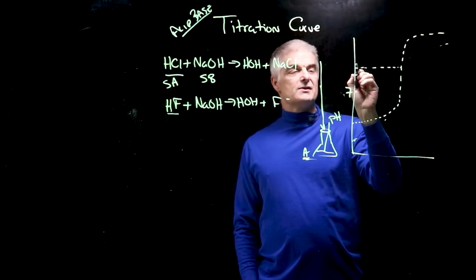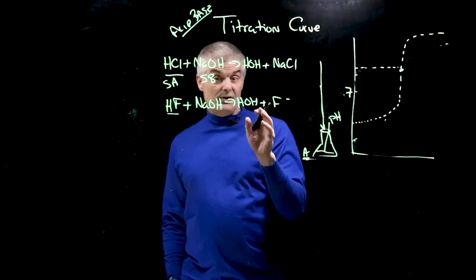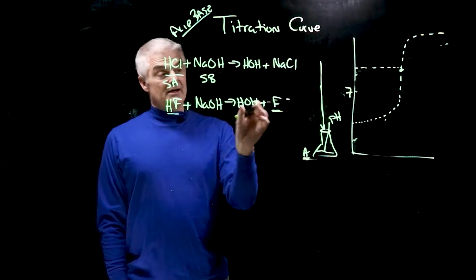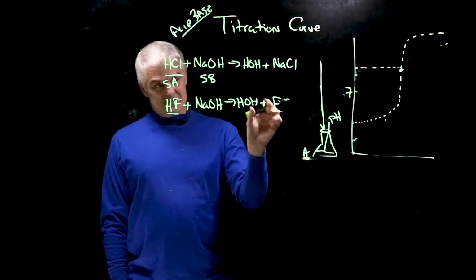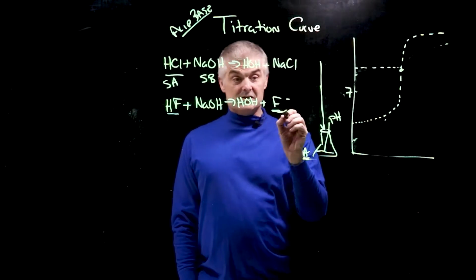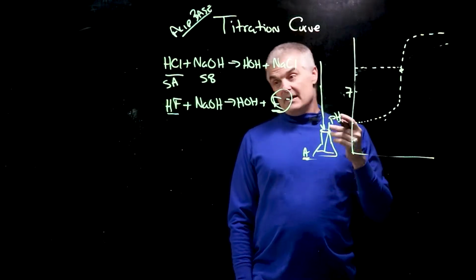The interesting thing is, the pH at the equivalence point, the center of the inflection point, will be higher than 7. The reason for that is that the F negative is the salt of a weak acid, which is a base. You're making a base. The pH of the equivalence point is going to be higher than 7. And then you could do another one.